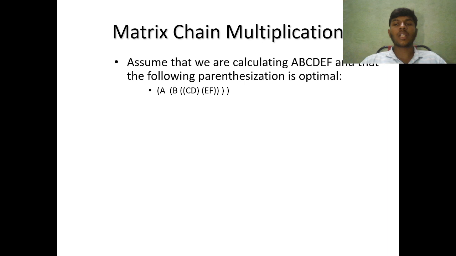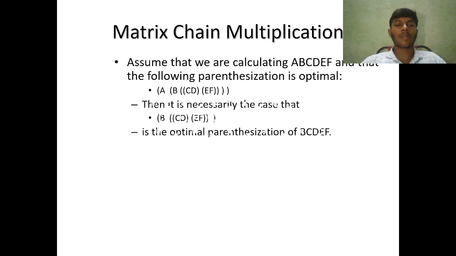Assume that we are calculating A, B, C, D, E, F, and that the following parenthesization is optimal. Here you can see this is the optimal parenthesization. Then it is necessarily the case that B of CD and EF is the optimal parenthesization of B, C, D, E, F. Why is it?